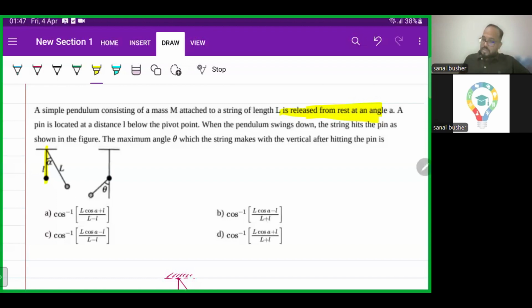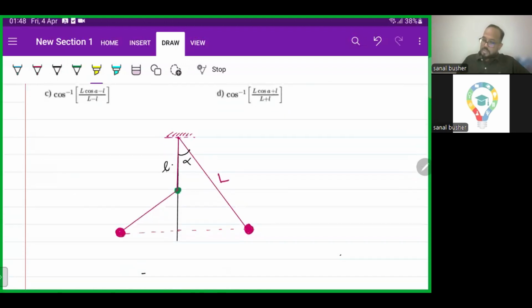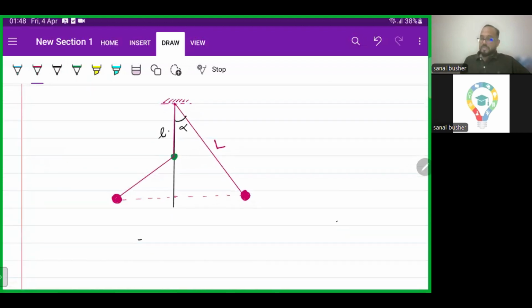So here, when it is reaching here, it will have the same potential energy. That means the height will be the same. The change in position will be the same. So you can see this. This is the situation. Okay. So when you check the potential energy, this length will be the same for both.